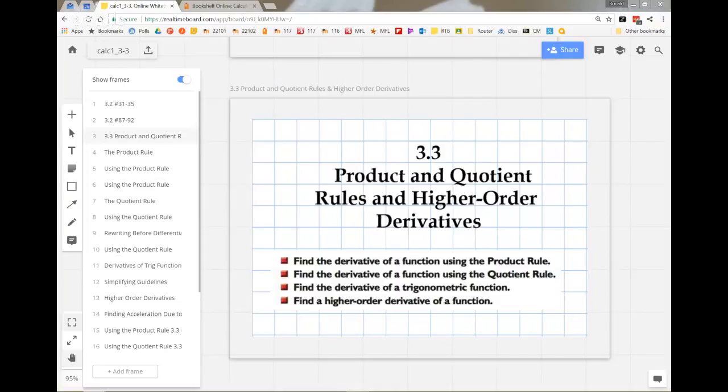We're going to get going on the product and the quotient rule, higher order derivatives. As you can see, we're going to try to do 4 things today. Find the derivative of a function using the product rule. Secondly, find the derivative of a function using the quotient rule. And third, find the derivative of a trigonometric function. And maybe at a later time, I think we're going to run out of time, but we're going to talk about find a higher order derivative of a function.